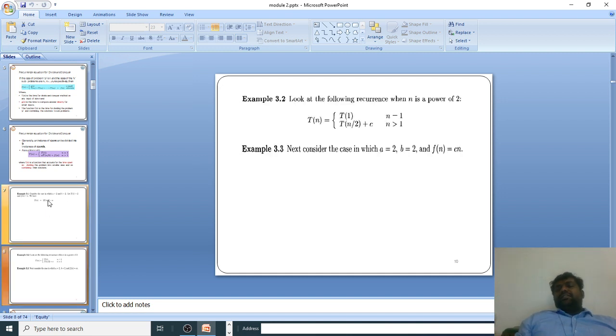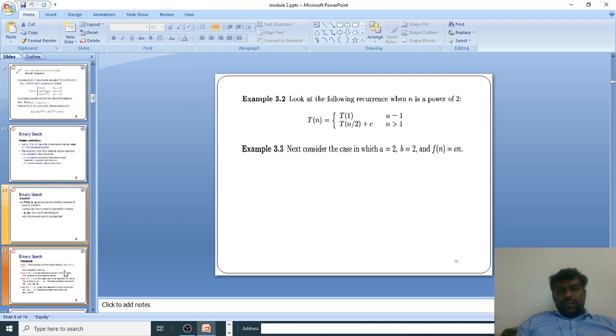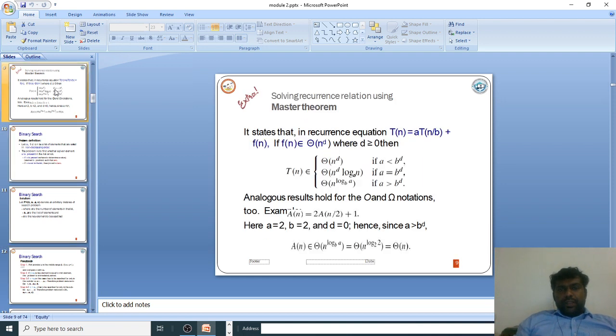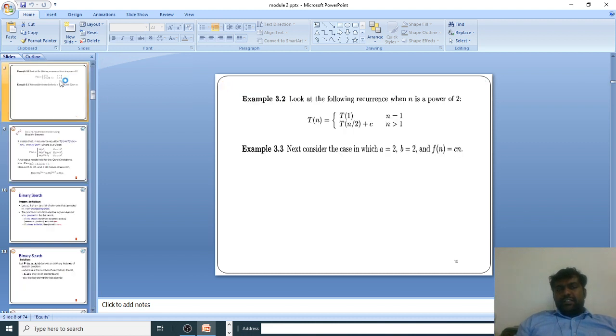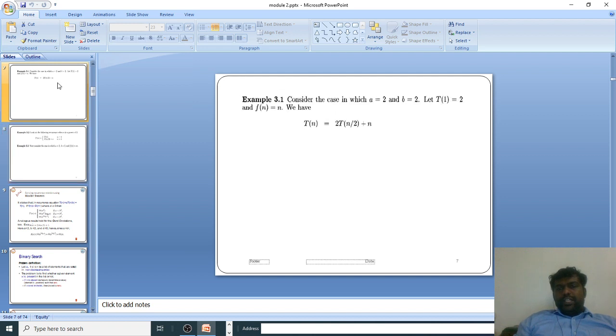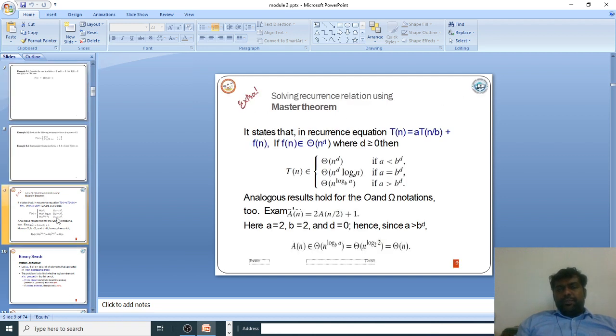Next, similarly, this is a recurrence relation. How to solve this? You can solve it using the substitution method, and also using the Master's theorem. Now this is the Master's theorem. If a equals b power d, that is what we did here, that is 2T n by b. Now if a equals b power d, then it is theta of n power d log n to base b.